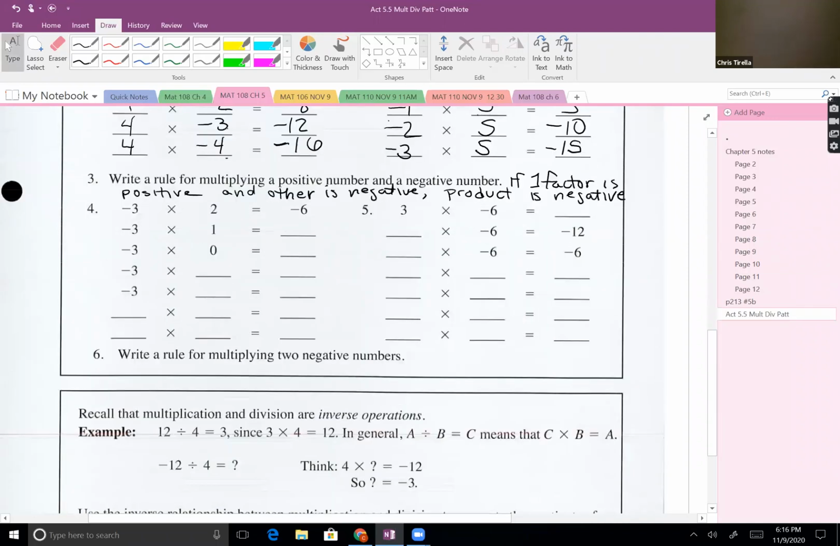And then, did you folks fill in the patterns for questions 4 and 5? For 4, I'm taking negative 3 times 2. Negative 3 times 1 is negative 3. Negative 3 times 0 is 0. And this time when I'm taking this negative number and multiplying as the other factor decreases, the products increase. And so if I were to continue with that pattern, they would increase by 3 each time.